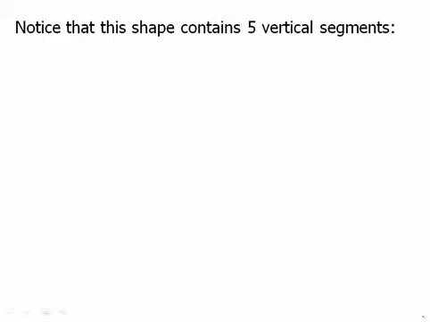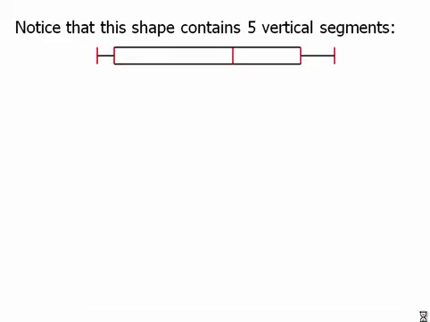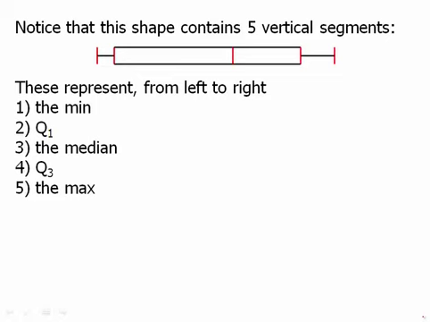Notice that this shape contains 5 vertical segments. So here we have the shape, and I've marked the 5 vertical segments in red. These represent from left to right the minimum, Q1, the median, Q3, and the maximum. So, in other words, the vertical segments show the position of the numbers in the 5-number summary.